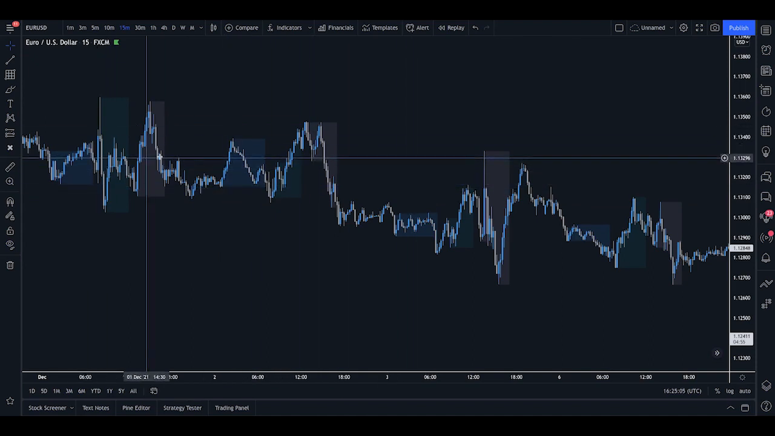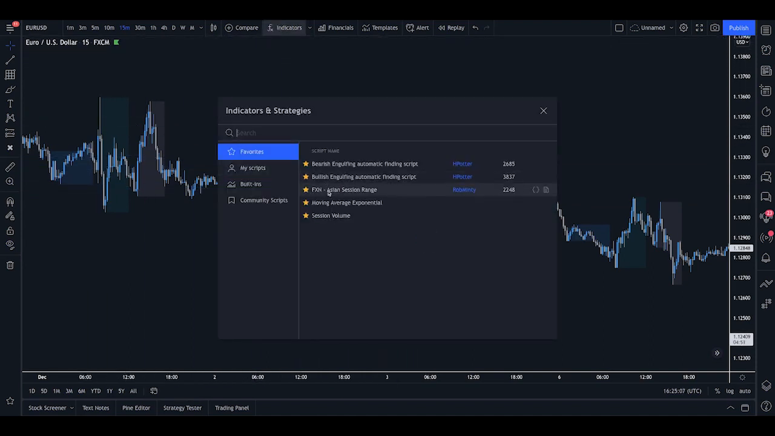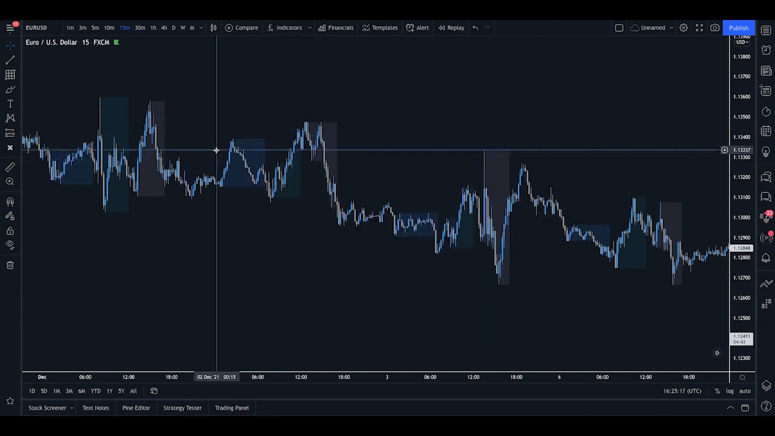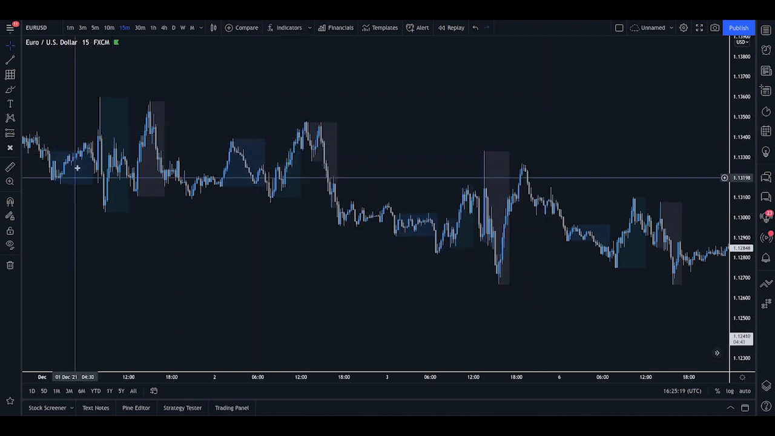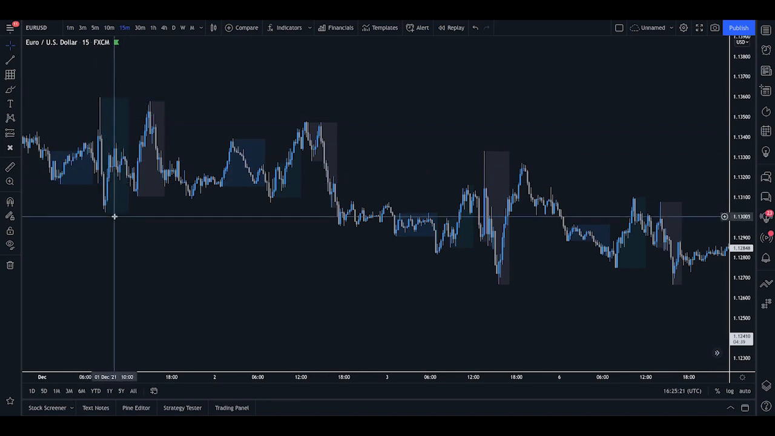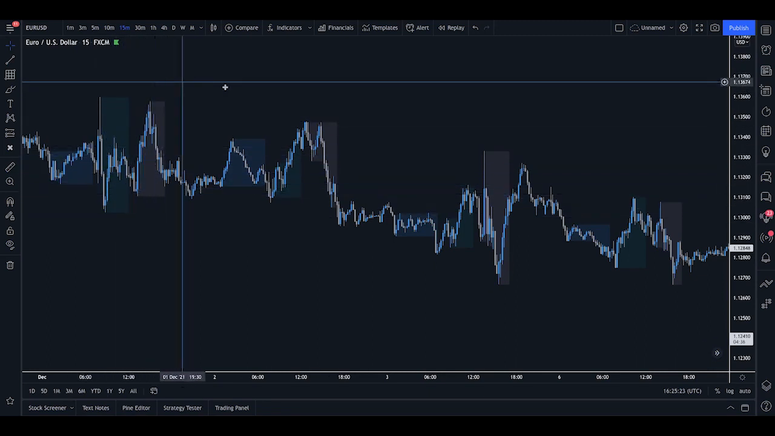But if you use this tool, and by the way, this tool is the FXN Asian session range, I believe we did speak about that when we were going through setting up your workspace. But for anyone who wants to know what it is, FXN Asian session range, just turn this on and then remove everything except these clouds, and you'll have a cloud that shows the Asia session, a cloud that shows the London session, and a cloud that shows the New York session.